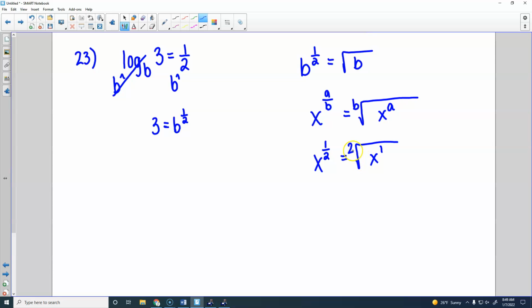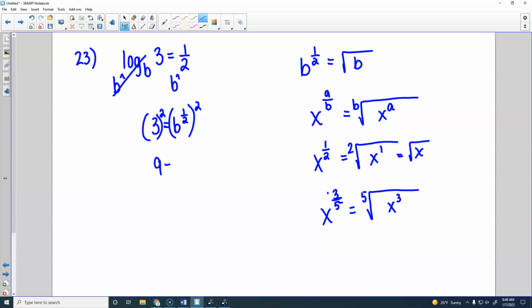We don't usually write a 2 right here for square root, so this would just be the square root of x. If I had something like x to the 3/5, the 5 is on the bottom, so it's the root, and it goes on the outside. X to the 3rd would be on the inside. So this is just like having a square root right here. So we can just square both sides, and we'll get 9 for our answer there.